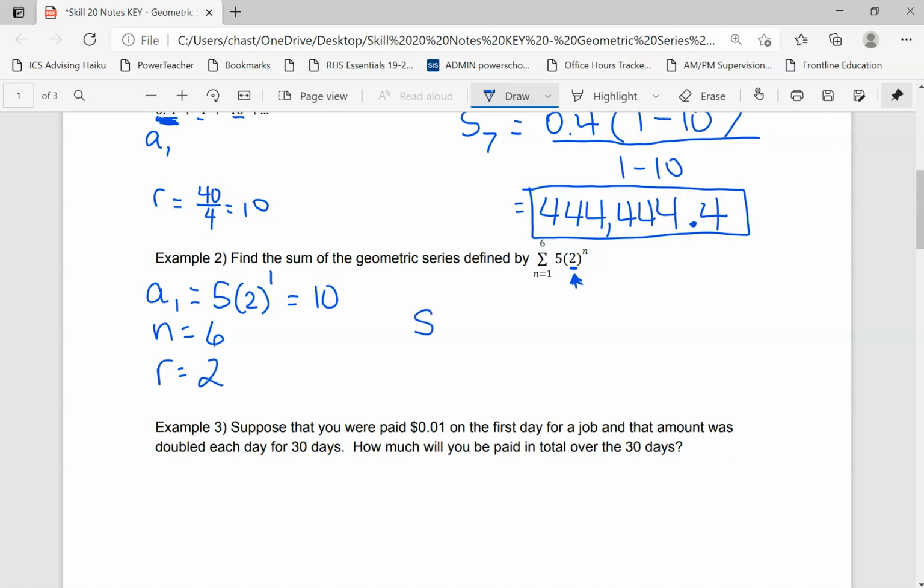So to find S sub 6, we're going to take our first term, which is 10, multiply that by 1 minus r to the 6th power, over 1 minus r. I'm going to use my calculator to do this. And we get 630.